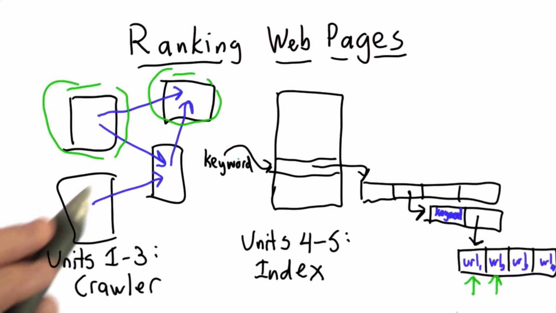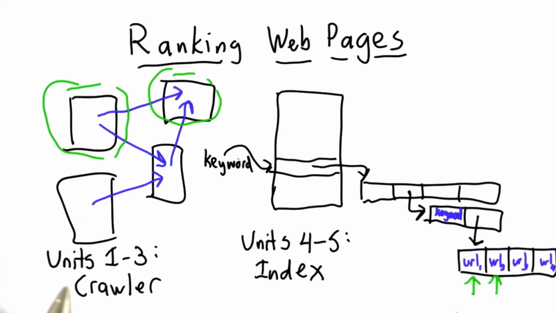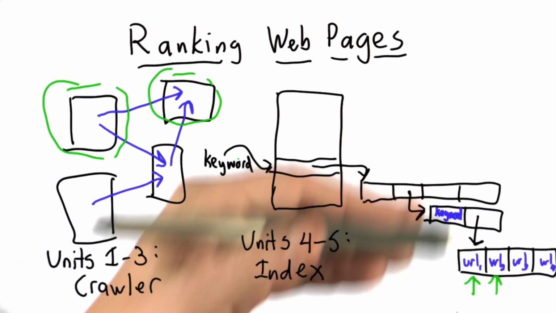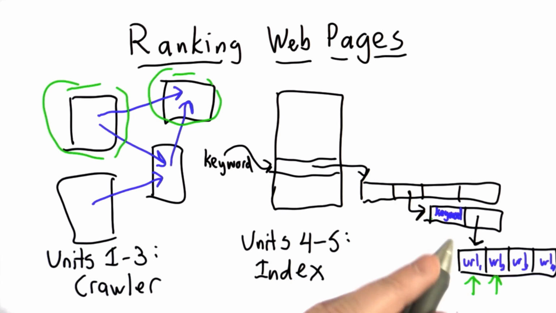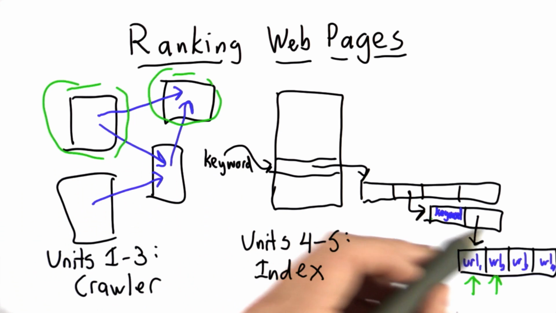When the web was really small, which was quite a while ago now, this was sort of okay. There were only a few pages that might match a given keyword, and you could look through them all and decide which one you wanted. With the web today, this doesn't work at all.